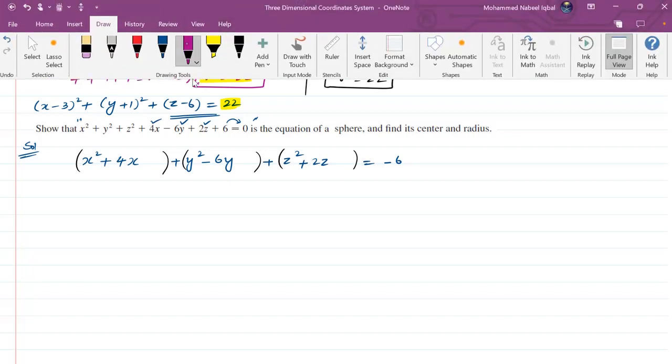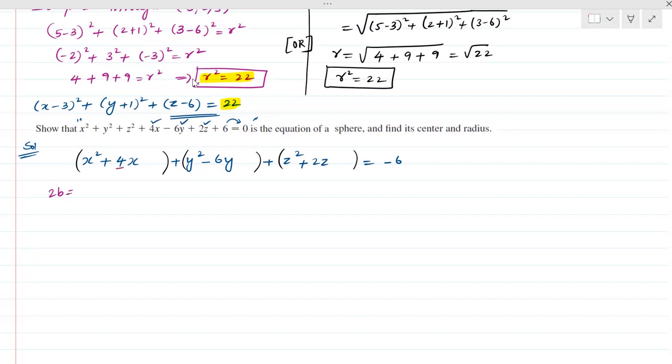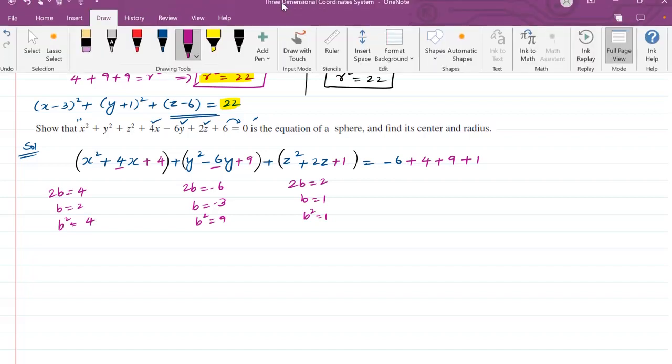What is the missing term here? 2b is the formula. 2b equals 4, so b equals 2, and b square equals 4. So I will add plus 4 on the left side and plus 4 on the right side to balance the equation. Similarly here, 2b equals minus 6, b equals minus 3, b square equals plus 9. So I will add plus 9 here and plus 9 there. Next, 2b equals 2, b equals 1, b square equals 1, so plus 1 here and plus 1 there.